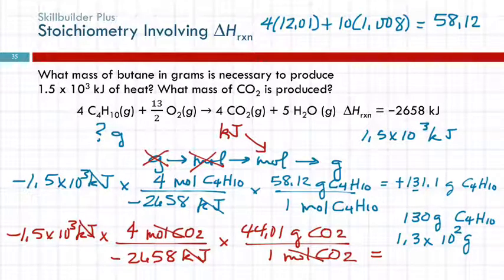So if we go negative 1.5 E3 times 4 divided by negative 2,658 times 44.01 equals, and again we're going to have two significant figures, so we're going to get 99 grams of CO2. Squished way down in the corner. Any questions?